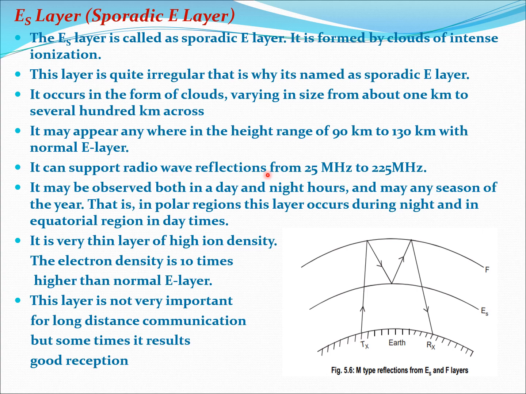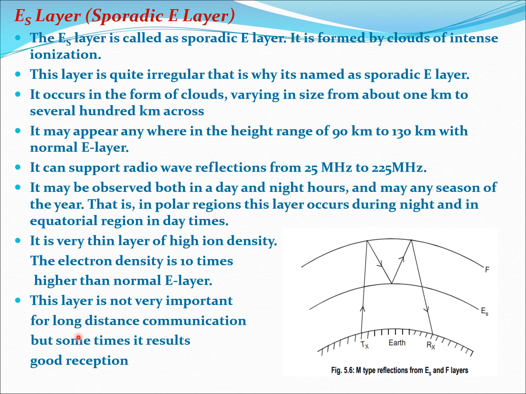It can support radio wave reflections from 25 megahertz to 225 megahertz. It may be observed both in day and night hours and in any season of the year. That is, in polar regions this layer occurs during night and in equator regions in daytime. It is a very thin layer of high ion density. The electron density is 10 times greater than that of the normal E layer.